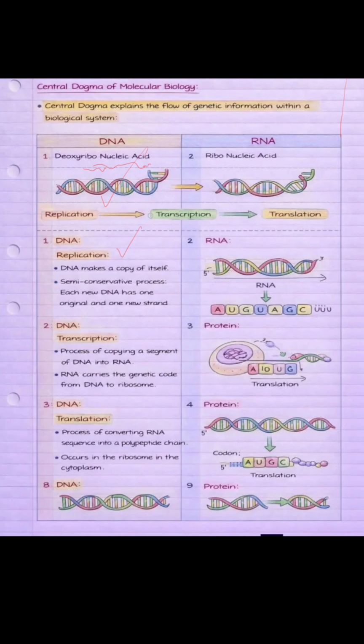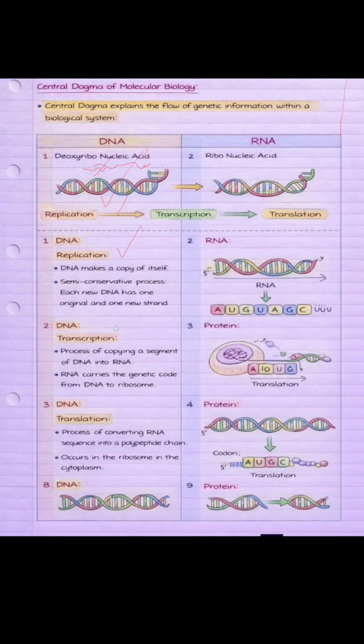As we know that DNA is double stranded, so one is original and another one is newly synthesized. This helps maintain genetic continuity from one generation of cells to the next.